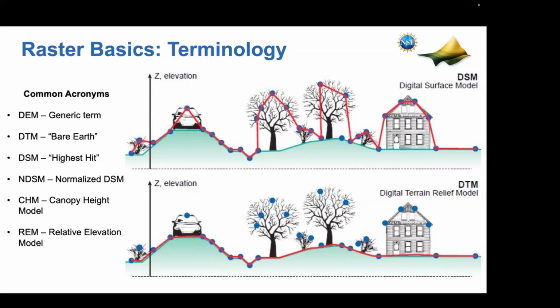But basically DEM is a generic term that's used. DTM and DSM are more specific terms that refer to a certain attribute. So a DTM or digital terrain model is often referred to as a bare earth model. And the plot on the lower right here is an example of a digital terrain model. With a digital terrain model, you have your elevation points in blue here, and you have some on the ground, some in trees, some on the roofs. The digital terrain model takes the last return or the ground return. And so it produces this red line here in the ground, and it's sort of a bare earth surface.